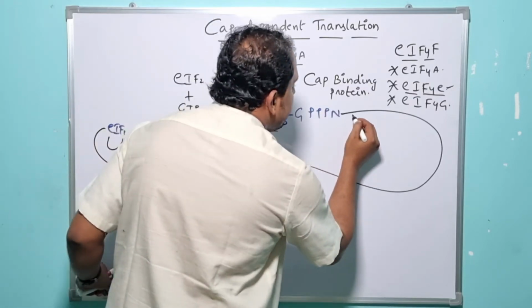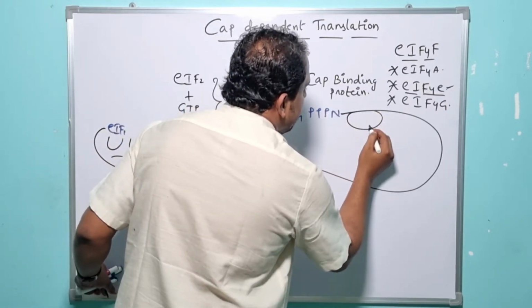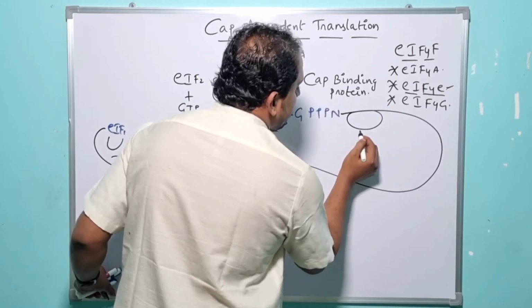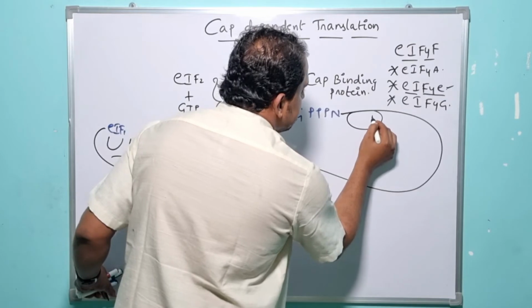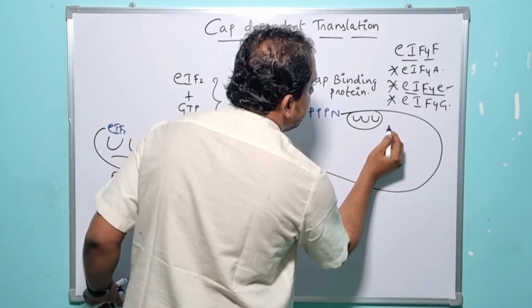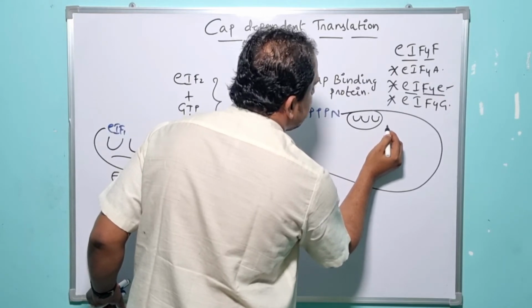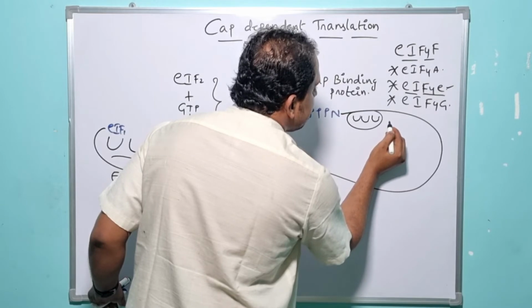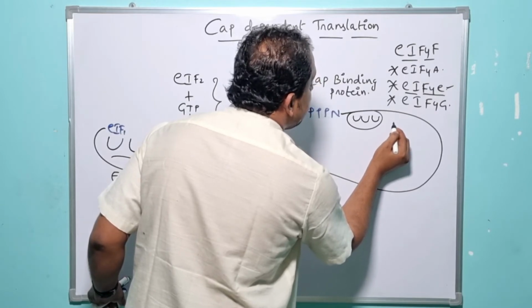So once the 43S pre-initiation complex got successfully recruited at the extreme 5' end of the eukaryotic mRNA, now the 43S pre-initiation complex proceeds in 5' to 3' direction until it recognizes the start codon or the initiation codon by means of a specific mechanism or process, which is nothing but what? Scanning.